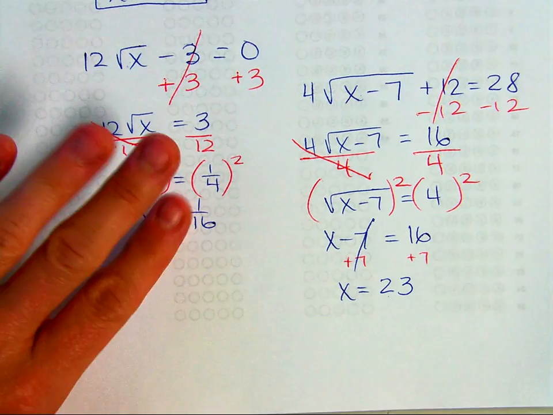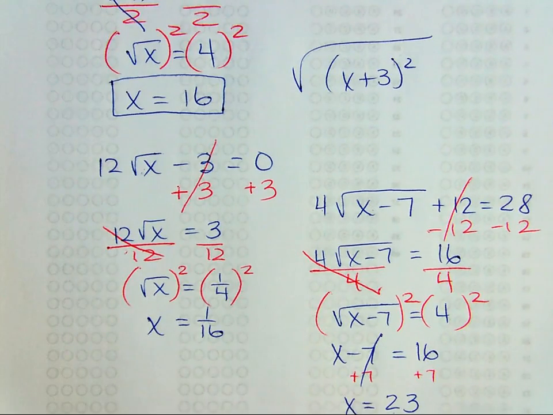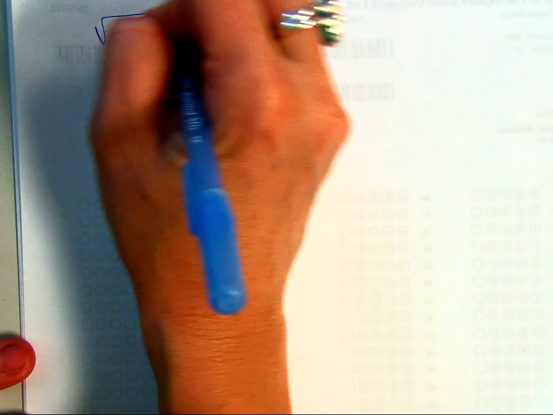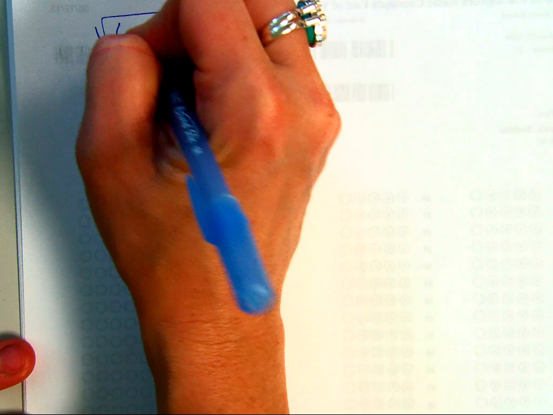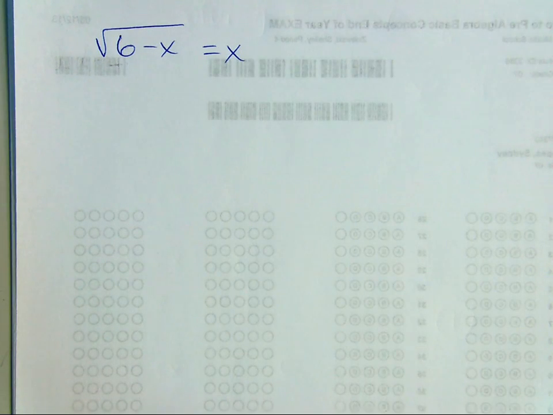Okay. Now, here's the thing that I wanted you to notice for these. Those, you're going to have one problem like that on your final. So one like that, okay? You're also going to have one like this, though. The square root of 6 minus x equals x. And you're going to know right away why this is different.